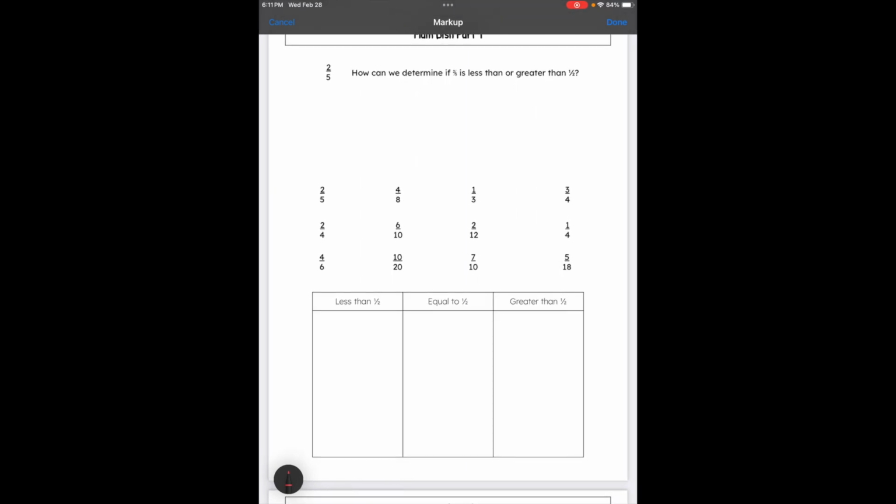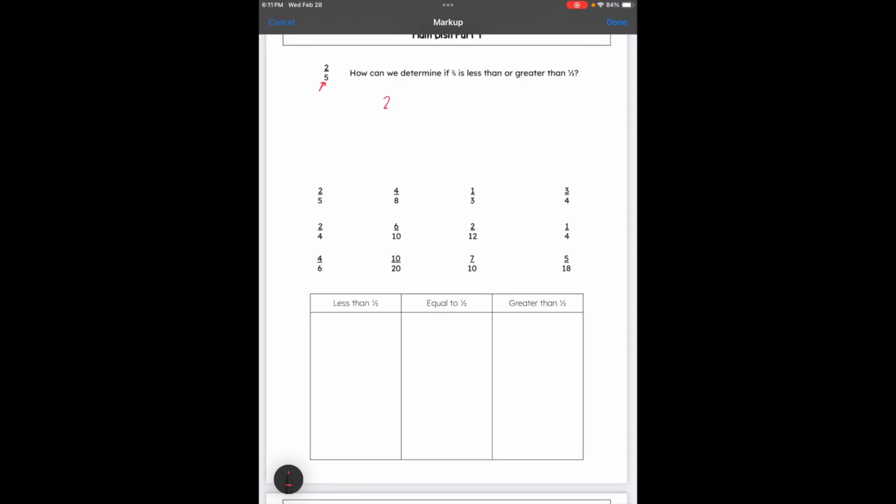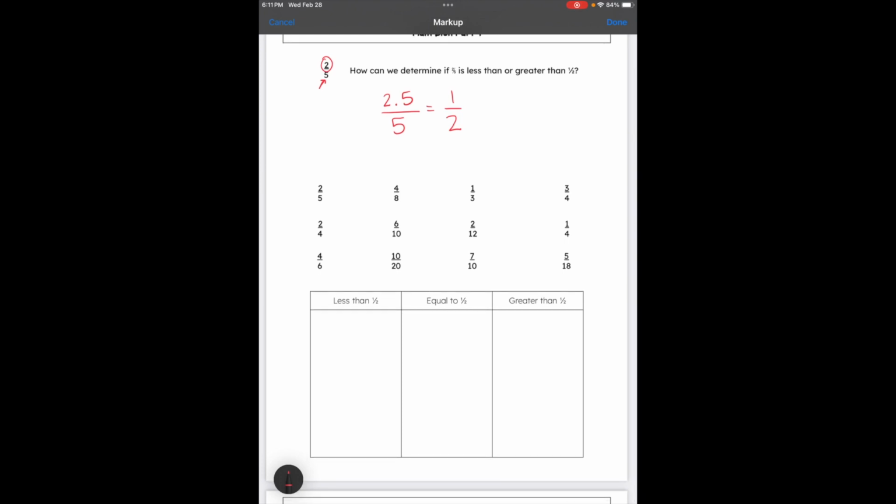we got to figure out how much half of 5 is. So in this case, this is not going to be an actual fraction, but I know half of 5 is 2.5. So this would be equal to 1/2. So now I can easily tell, well, 2 is less than 2.5, so this fraction is less than 1/2.